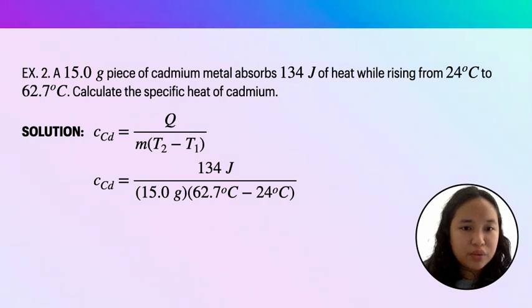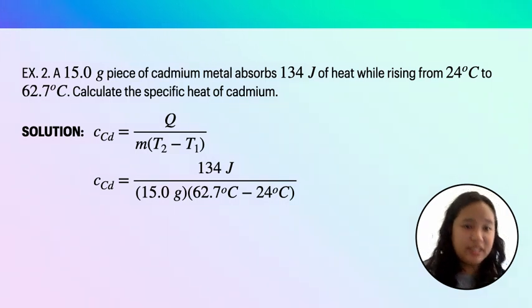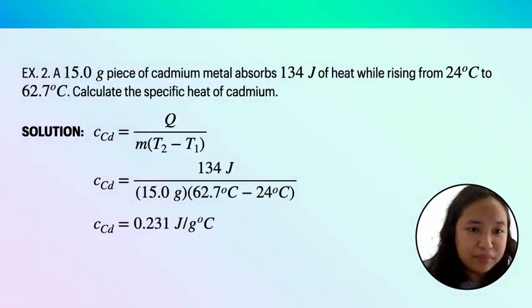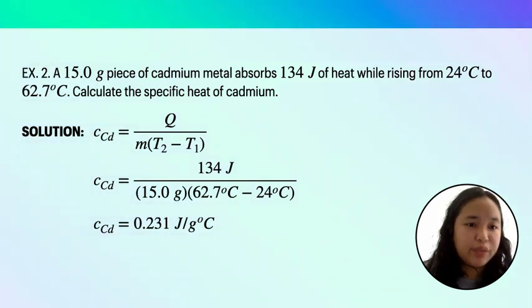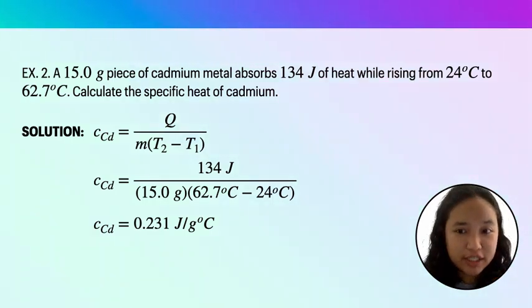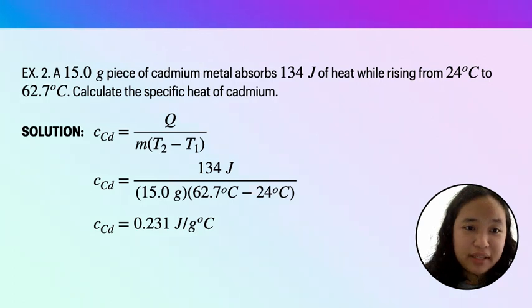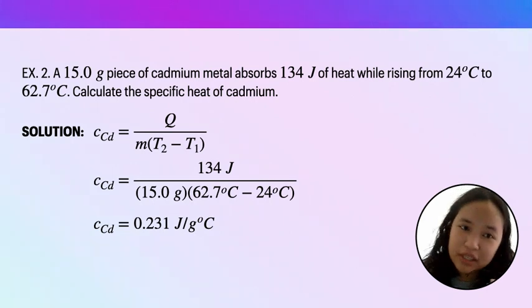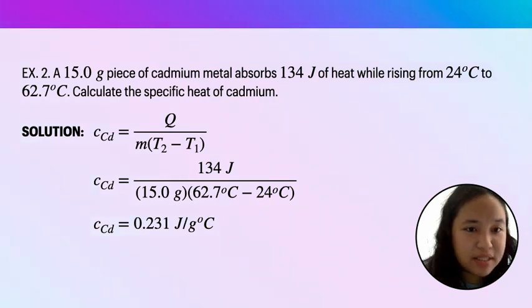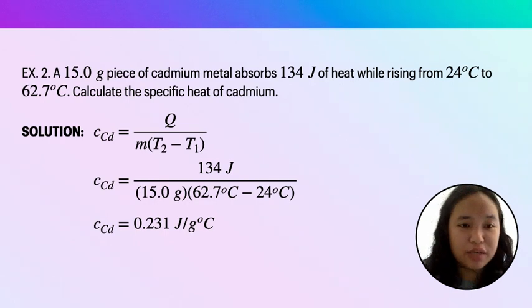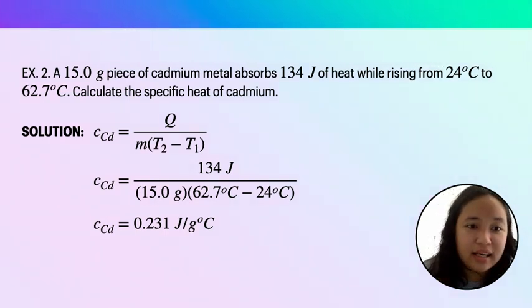Okay, so plug those in your scientific calculators, then you should get the specific heat of cadmium equals 0.231 joules per gram degree Celsius. So, we did not need to convert anything. Okay? Since the unit used for mass is grams, and the temperature is in degrees Celsius, then we can just write that as it is, joule per gram degree Celsius.